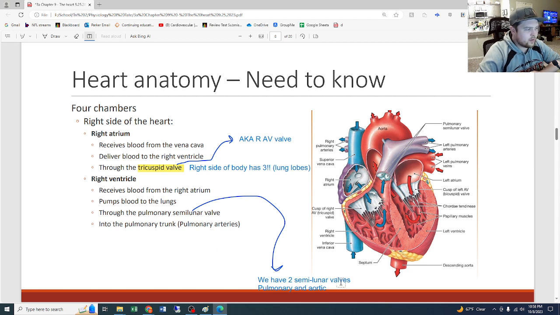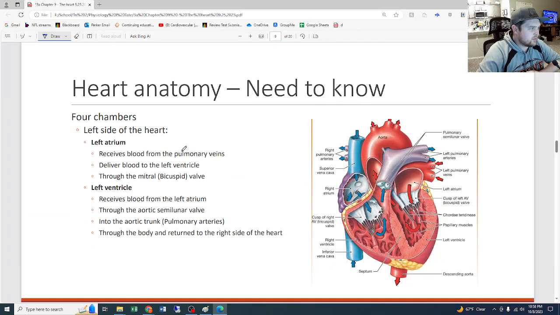And we have two of those semilunar valves. We have a pulmonary and an aortic. And then it goes into the pulmonary trunk. This is the pulmonary trunk right here, which then goes into our left and right pulmonary arteries.